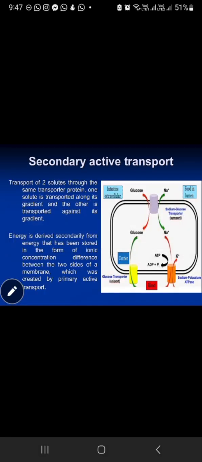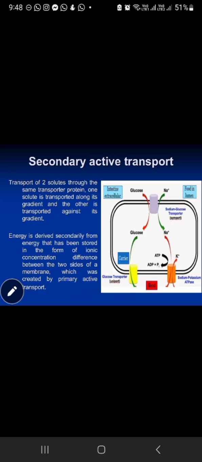The secondary active transport is the transportation of two solutes through the same transporter protein. It can be counter-transport or co-transport. The most common example is the SGLT, the sodium glucose co-transporter channel in the kidney or in the intestine, and those channels are very important for conditions like diabetes mellitus. We have drugs to treat diabetes mellitus by inhibiting those channels, to inhibit the reabsorption of glucose and allow glucose to be reduced in the blood.